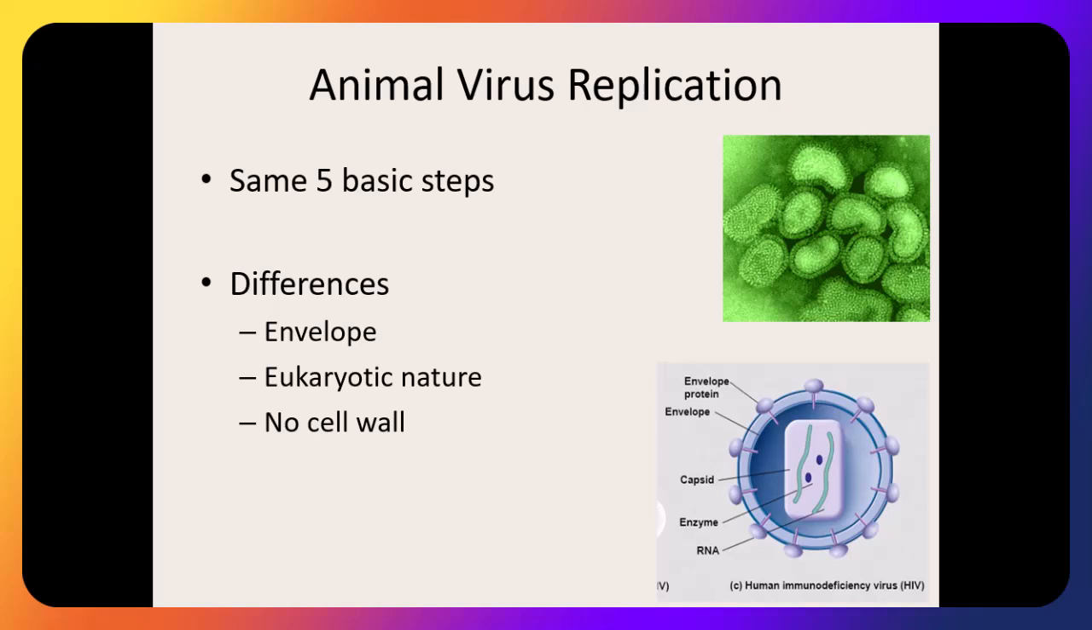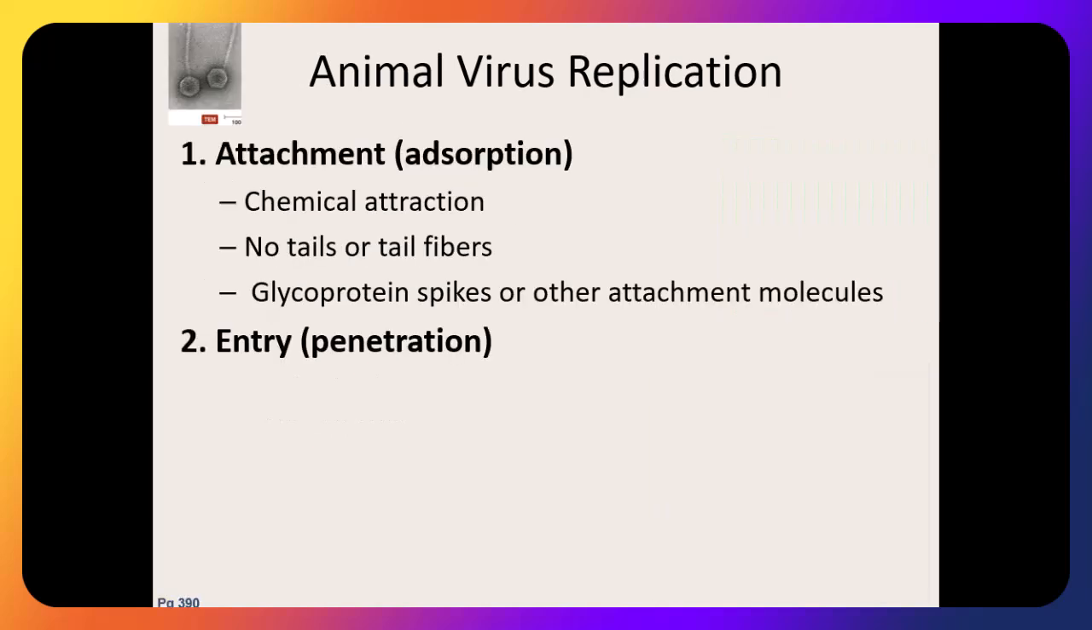Our cells are eukaryotic versus prokaryotic, so viruses that infect a prokaryotic cell like a bacteria behave a little different than viruses that affect eukaryotic cells like ours. And our cells don't have cell walls either. So there are some differences as we go through the same 5 basic steps. So the first step, attachment, adsorption.